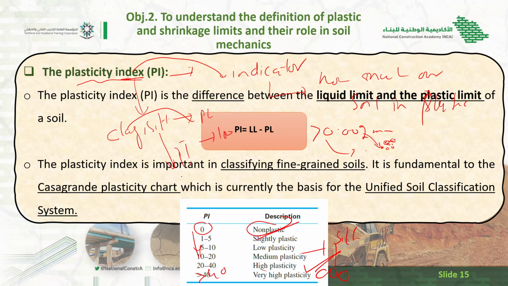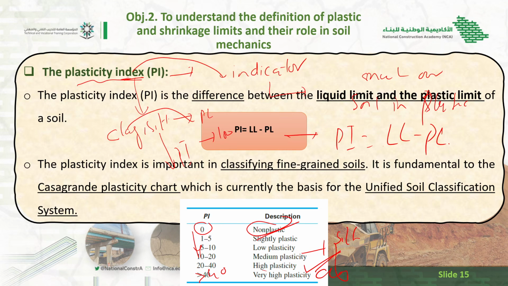So the plasticity index is important to classify fine-grained soil. It is fundamental to the Casagrande plasticity chart, which is currently the basis for the Unified Classification System. And this is the formula. You should memorize this formula because it is very important for the field, as well as when you classify the soil types in the next chapter. So you should know this is the plasticity index. It is equal to liquid limit minus plastic limit.